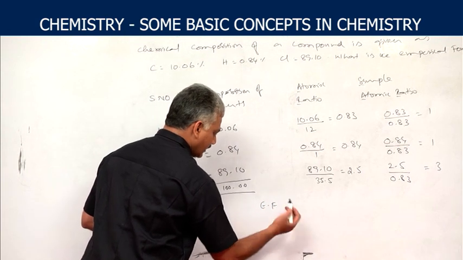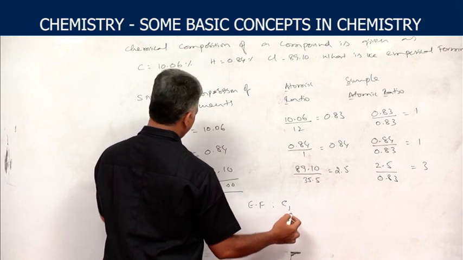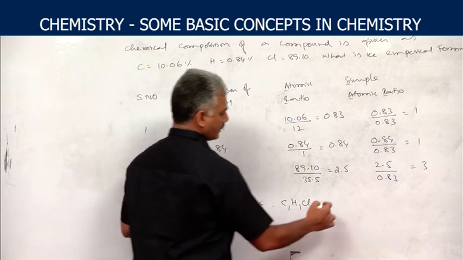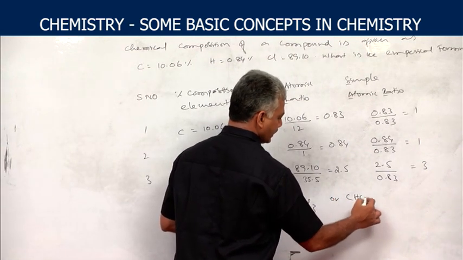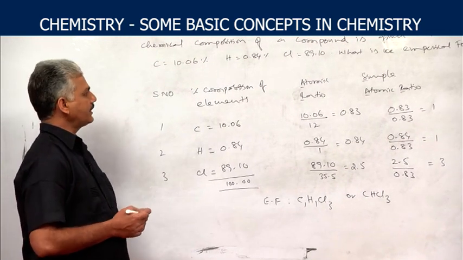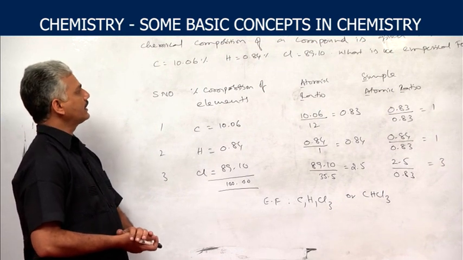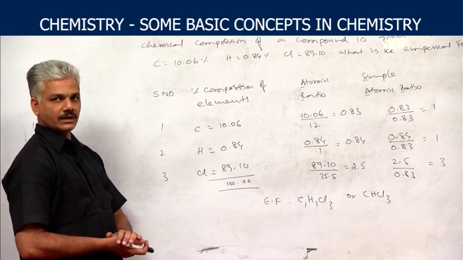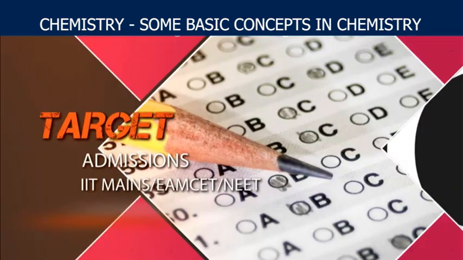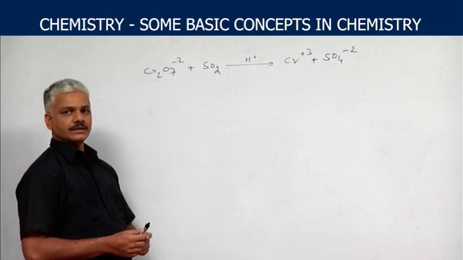Therefore, the empirical formula of the compound can be represented as C1H1Cl3, or in a simple manner as CHCl3. In this way, when the percentage composition of elements is specified, we can calculate the empirical formula and molecular formula of the compounds.